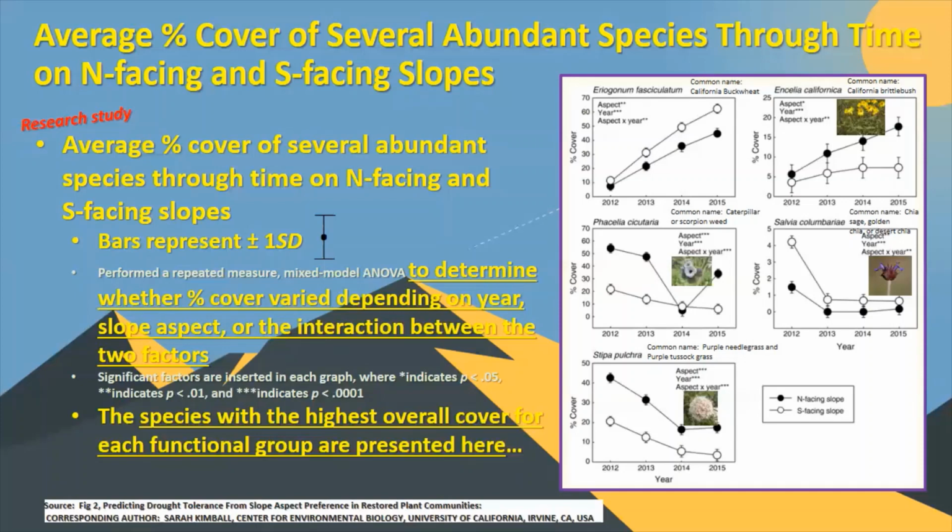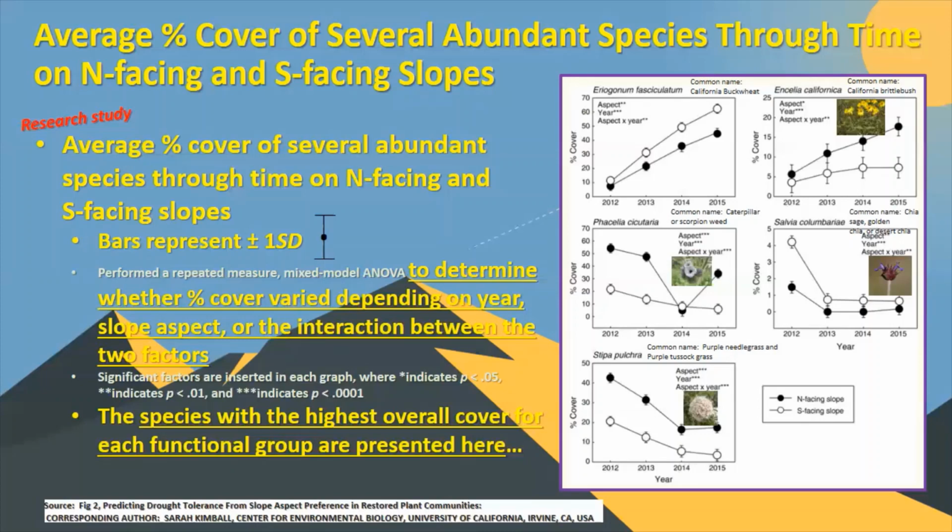I dimmed or lowered the font on information that's not real important, because I wanted you to see what they wanted to determine: the percent ground cover, varying depending on the year, the slope, the aspect, or the interaction between the two factors. And the species with the highest overall cover for each functional group are presented here. So pick one, doesn't matter which, these are common flowers, vegetation in California.